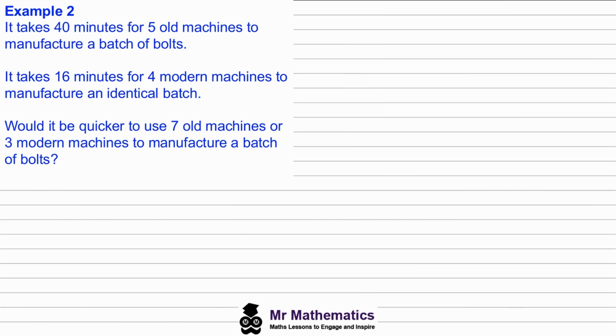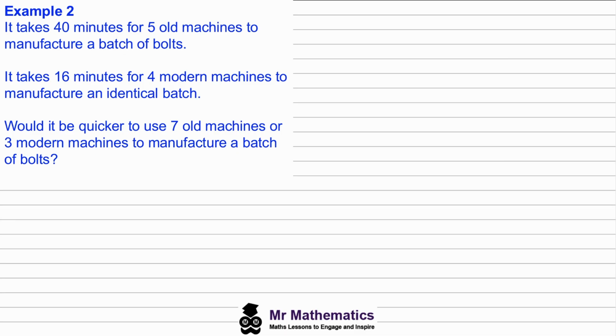In our second example, we're told it takes 40 minutes for 5 old machines to manufacture a batch of bolts, and it takes 16 minutes for 4 modern machines to manufacture an identical batch. We need to compare whether it's quicker to use 7 old machines or 3 new machines.